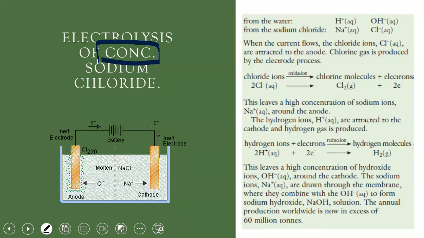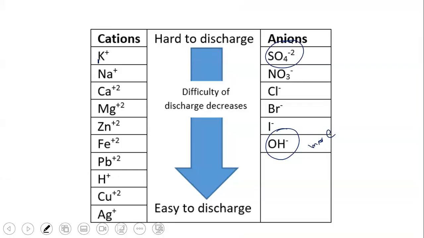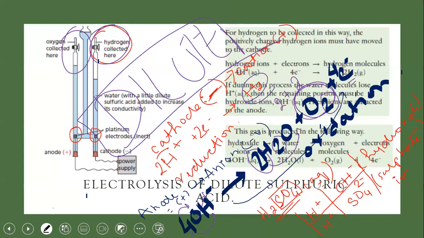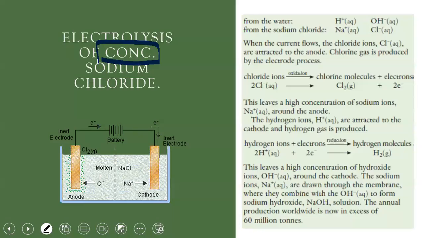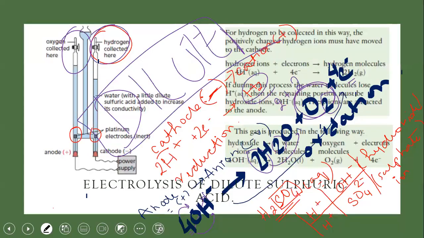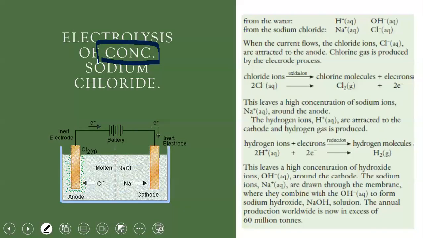If we were doing dilute sodium chloride, we would solve it exactly the same way, the same as we did with sulfuric acid. But concentrated sodium chloride becomes a bit tricky. Dilute sodium chloride, you would do it the same way, like sulfuric acid. With concentrated sulfuric acid, it gets slightly tricky. I will tell you how.